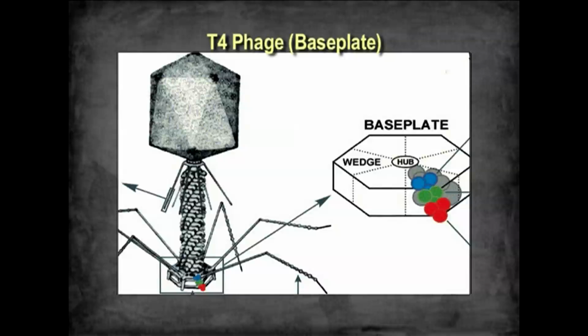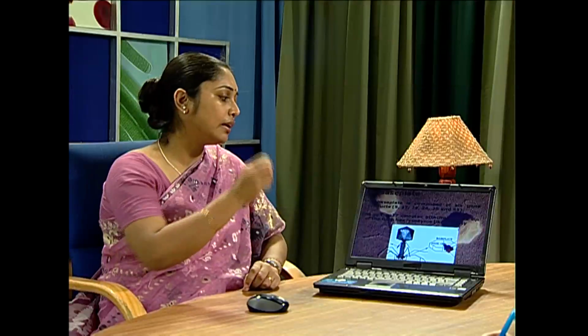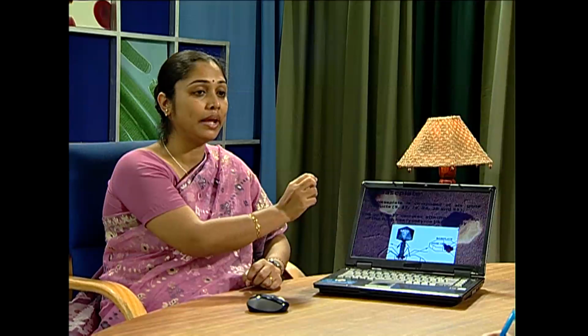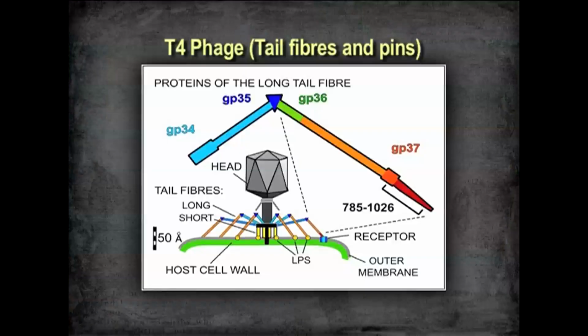After the tail, there is a base plate, which is composed of 6 gene products. Gene products 5 and 27 form a complex attached at the tip of the base plate, and it has lysozyme-like activity. This complex helps to penetrate the bacterial cell wall. The tail fibers are attached to the base plate. Two types of tail fibers are present, short and long.